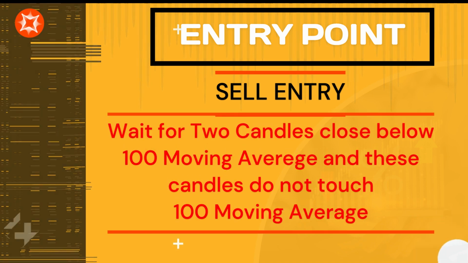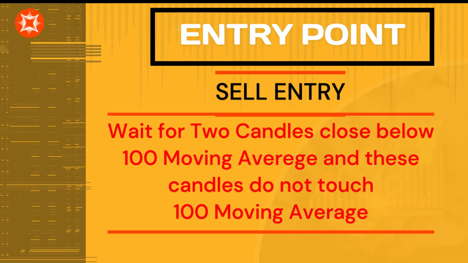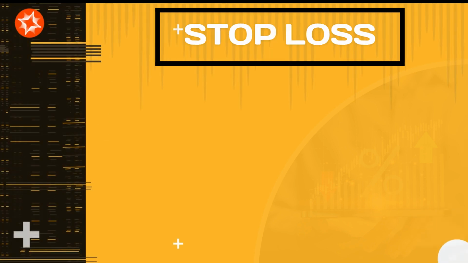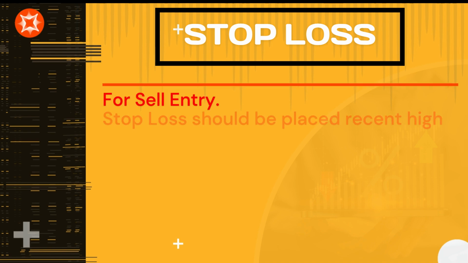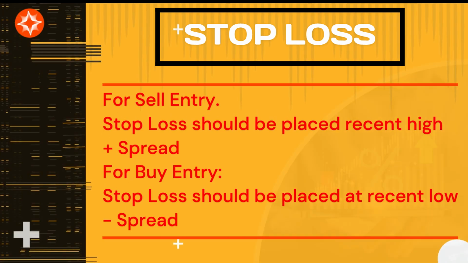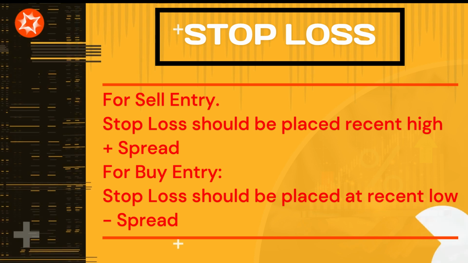Similar for the sell setup. When two candles close completely below the moving average, at the start of the next candle you can take the sell position. For sell entry, the stop loss should be placed at the recent high plus the ask-bid spread. For buy entry, the stop loss should be placed at the recent low minus the ask-bid spread.